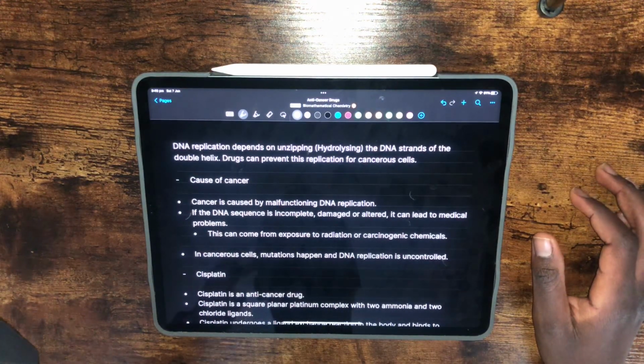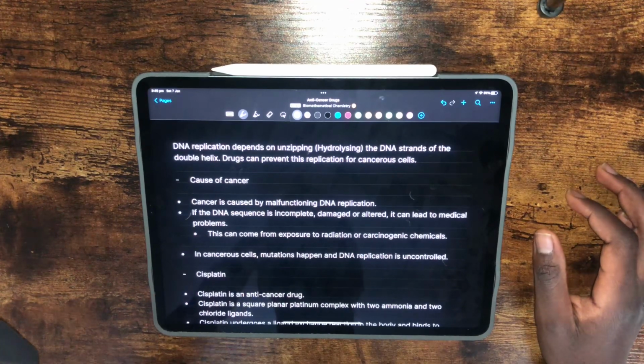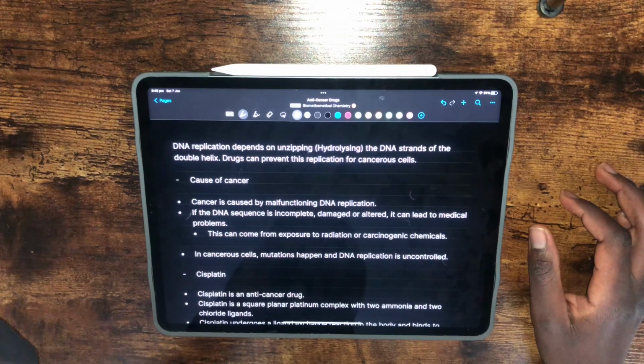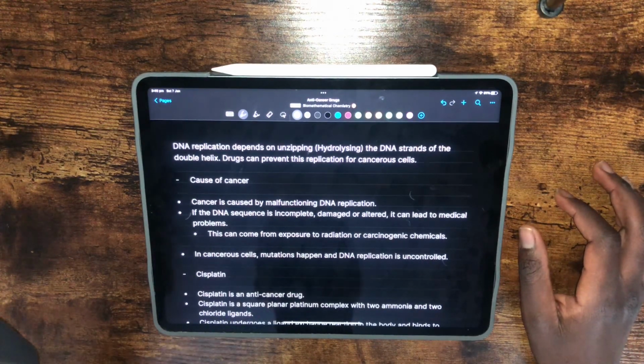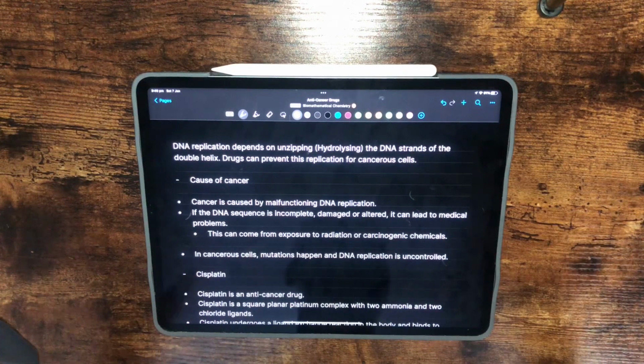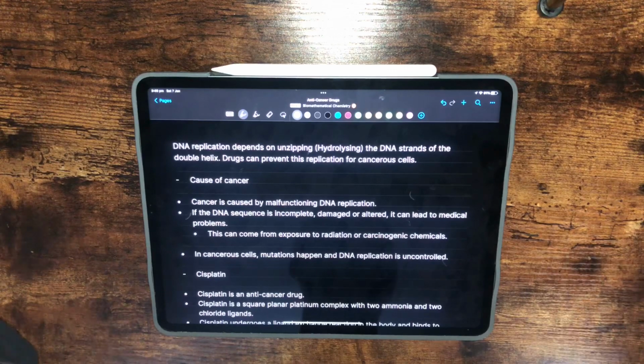Today I'm going to make a video on anti-cancer drugs. It's again like the previous topic of DNA. It's a very short topic. It's maybe 3, maybe 4 marks in the exam, but it might not actually have a high chance of coming up in your exam. But it's just good to know it anyway, just in case it might come up.